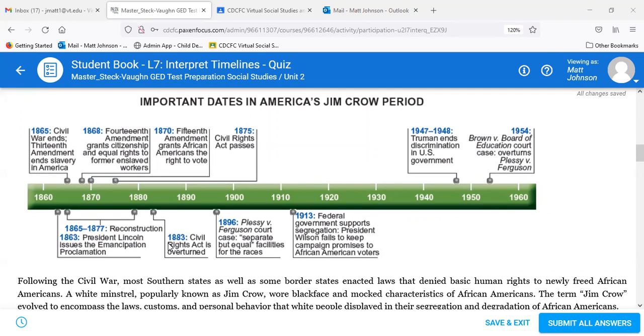1896, the Plessy versus Ferguson case, which I'm going to give you some more details on, was a court case that set a precedent of separate but equal facilities for the races. So that was really a landmark case that allowed for segregation in 1896. 1913, the federal government supports segregation. So President Wilson fails to keep campaign promises to African American voters.